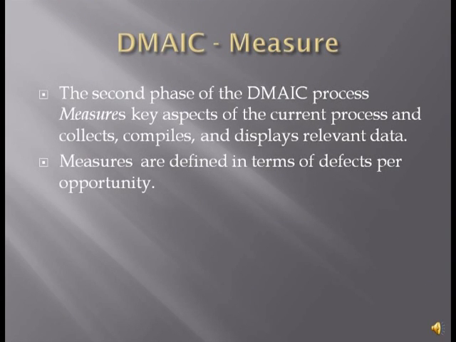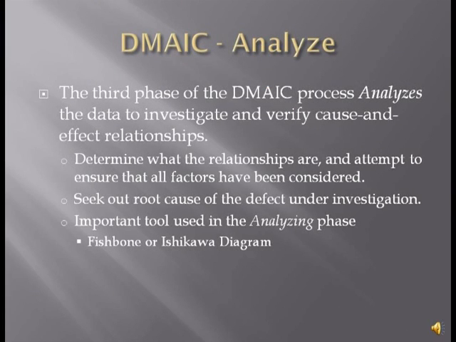The next step is to measure key aspects of the current process. This measurement is defined in terms of defects per opportunity. The third step analyzes the measured data to investigate and verify cause and effect relationships. Six Sigma users can apply a variety of methods to analyze the data, including root cause analysis and a fishbone diagram.